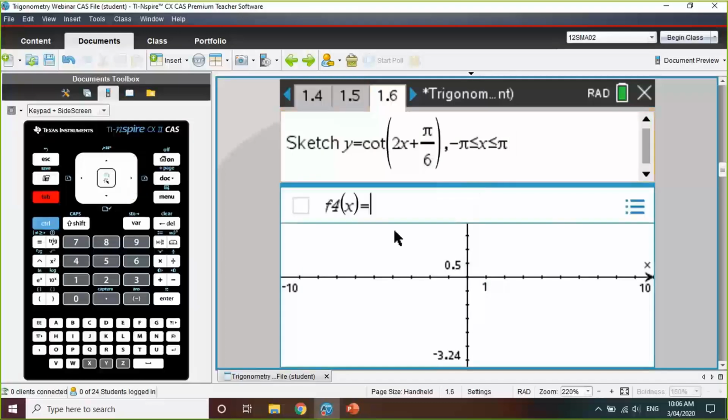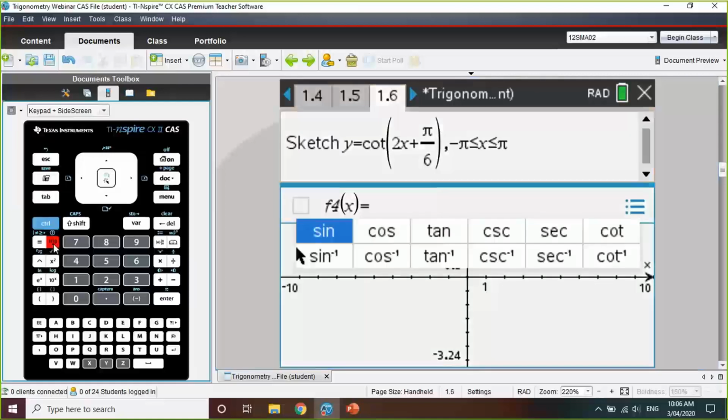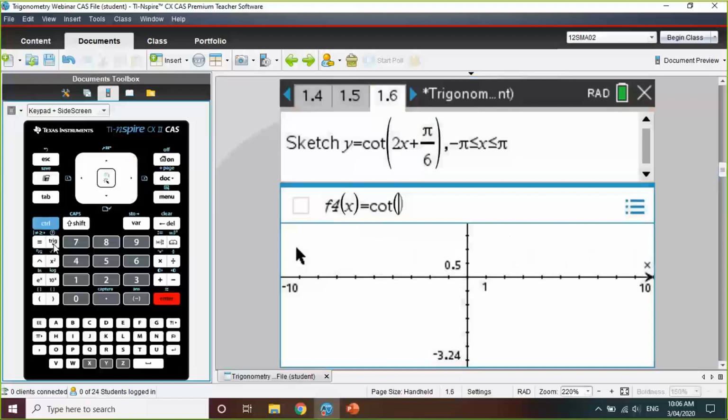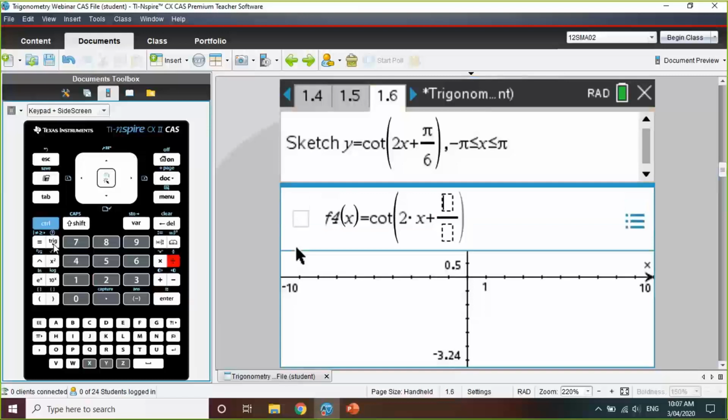And then to type it in, we're going to use our trig menu. So we press up that submenu, and then we can select our cot function, type in 2x plus pi over 6. So remember to get our pi down the bottom left-hand side here, there's a pi button. We can click that to get our pi over 6.